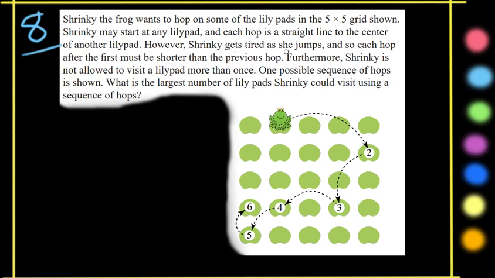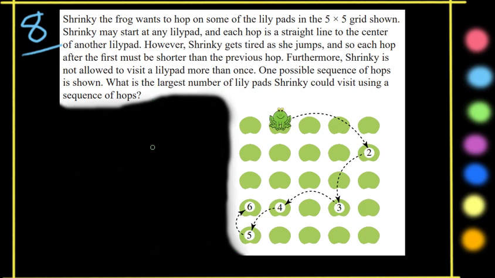However, Shrinky gets tired as she jumps. Oh, there you go. Shrinky is a she. And so each hop after the first must be shorter than the previous hop. Furthermore, Shrinky is not allowed to visit a lily pad more than once. One possible sequence of hops is shown. Okay, so Shrinky could jump from here over to here, and then to here, which is a shorter hop, and then from here is a shorter hop, and another shorter hop, and another shorter hop. That would give her 6 hops. What is the largest number of lily pads Shrinky could visit using a sequence of hops?